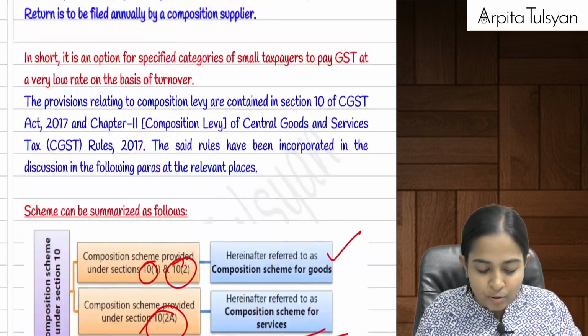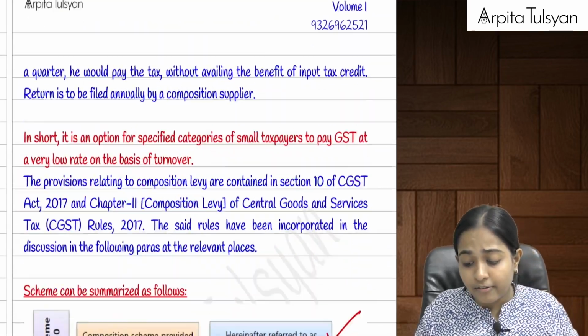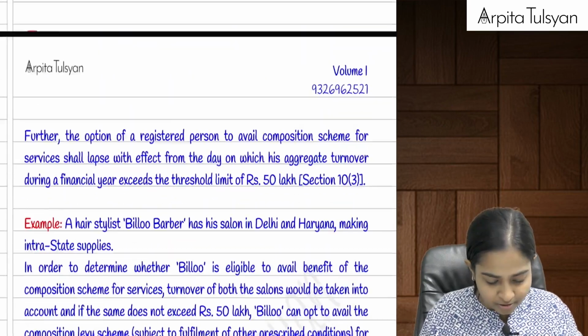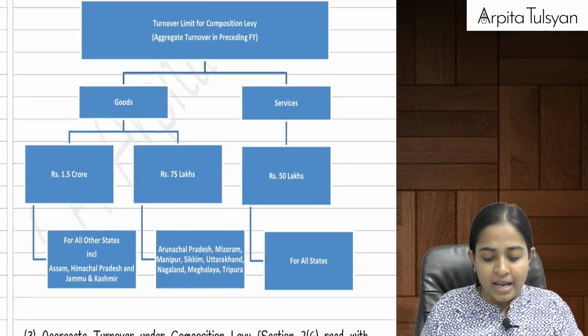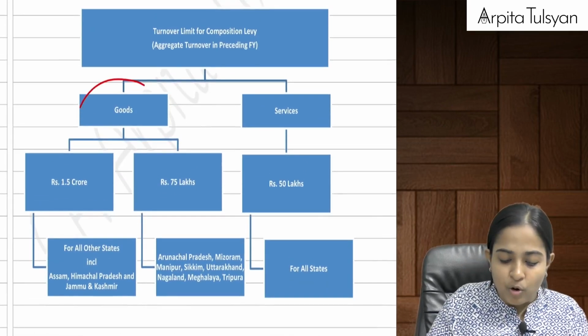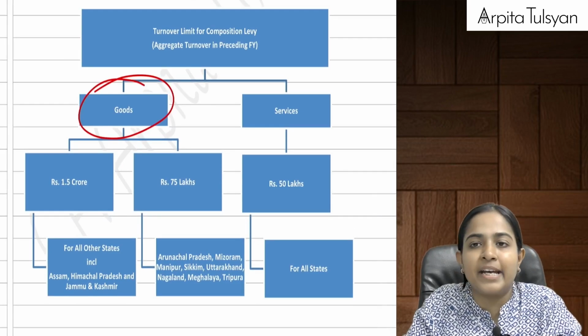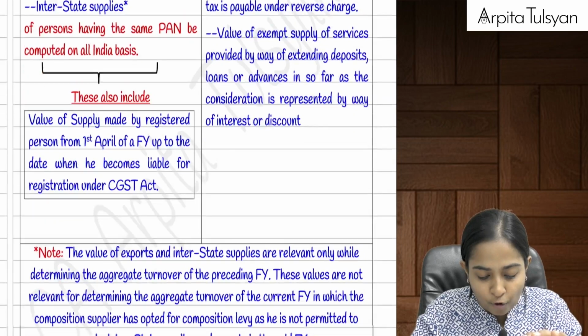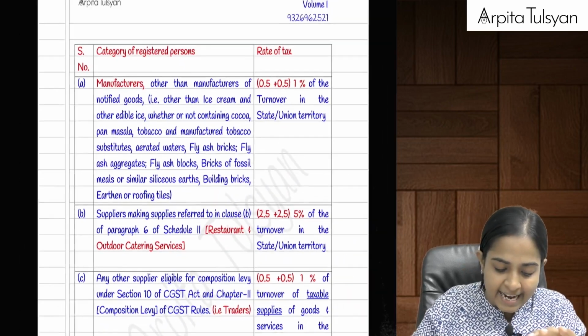Now, what are they trying to tell us here? Under section 10.1, just try to understand here. Here they are telling that if you are engaged in supply of goods, that is, in any of these three cases.